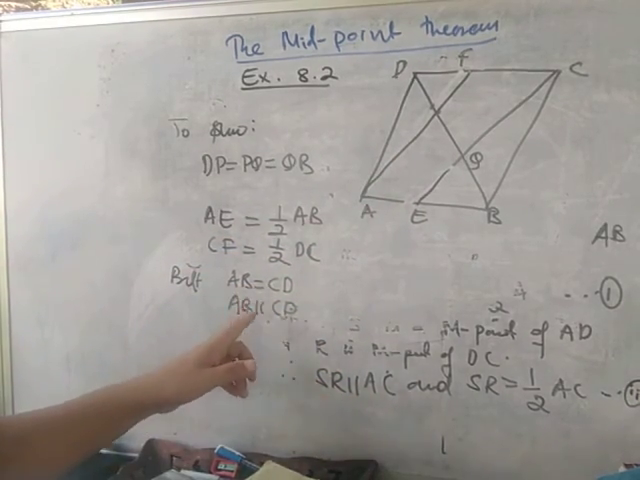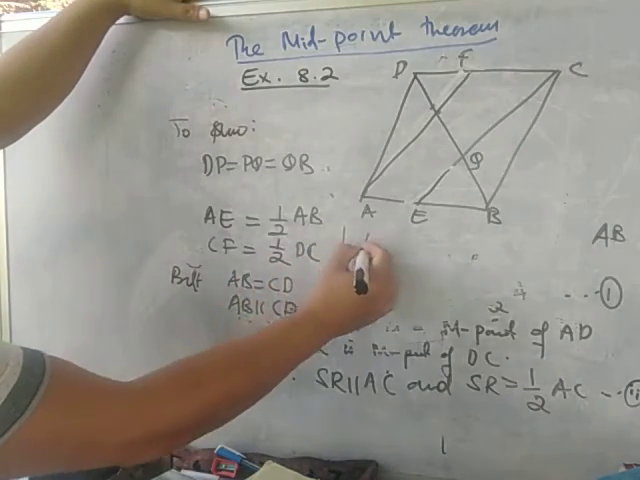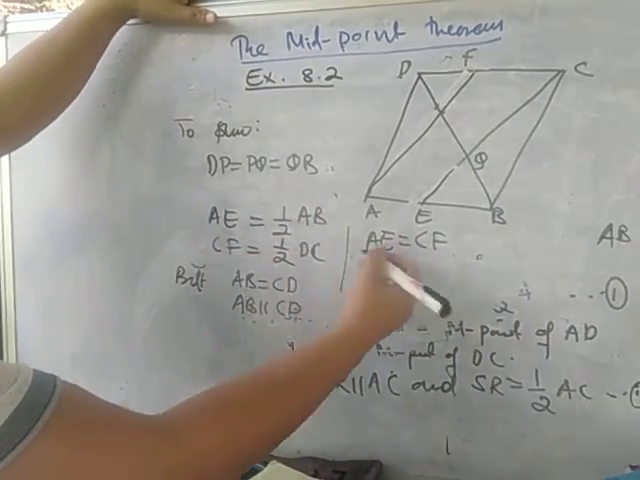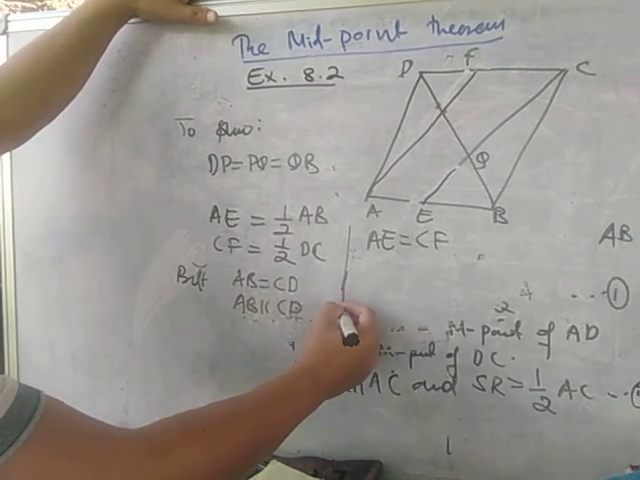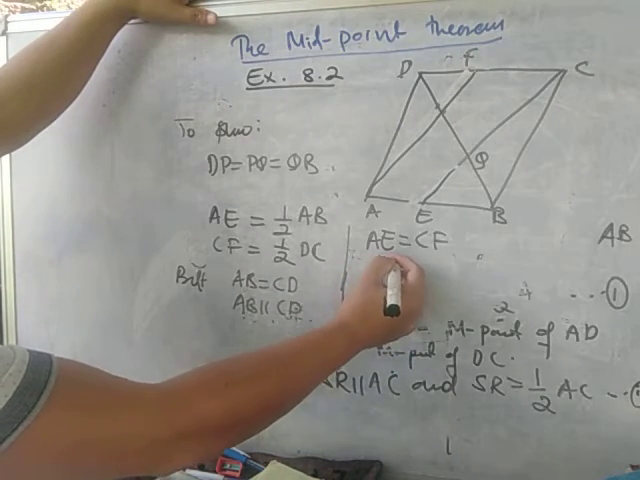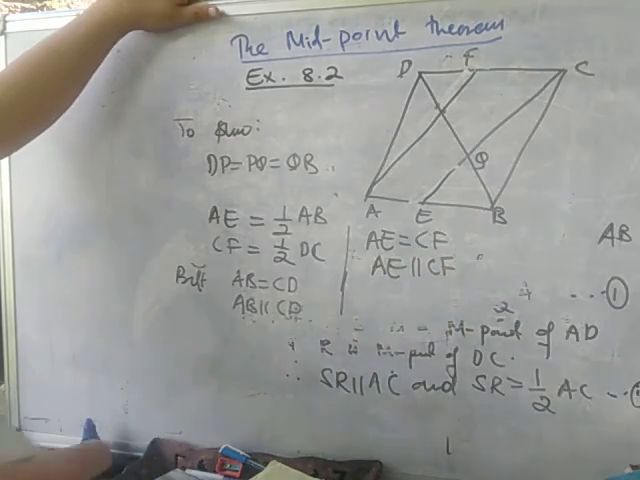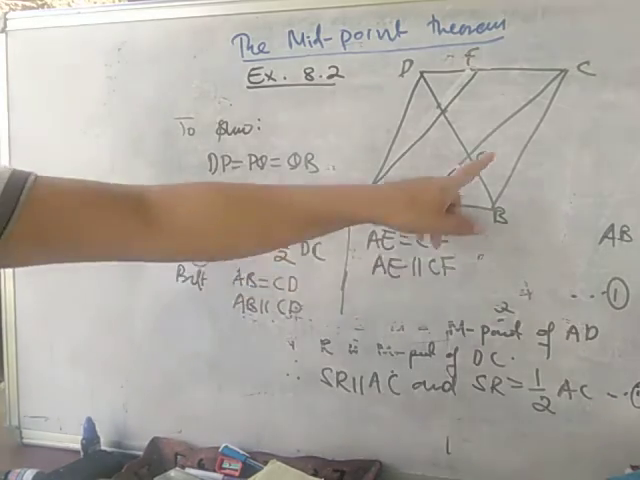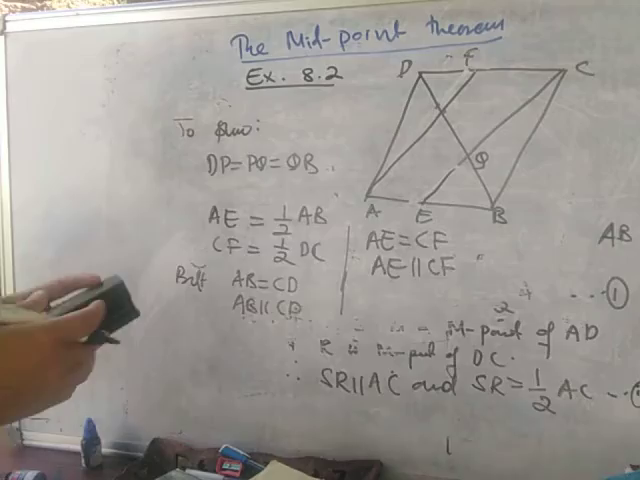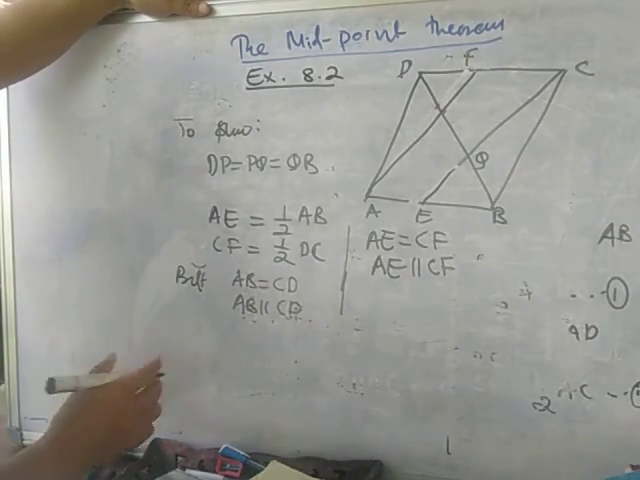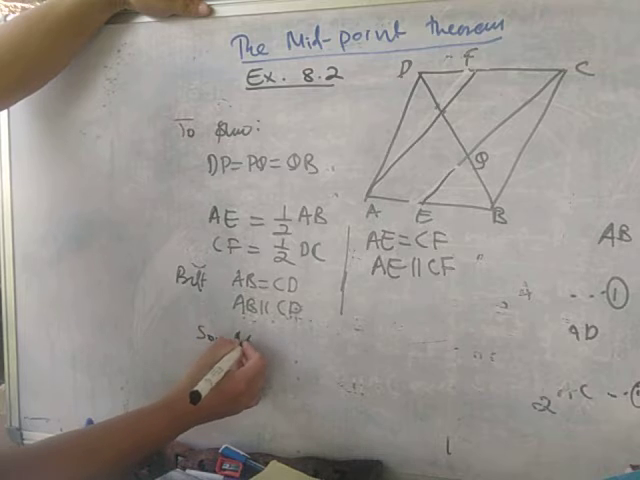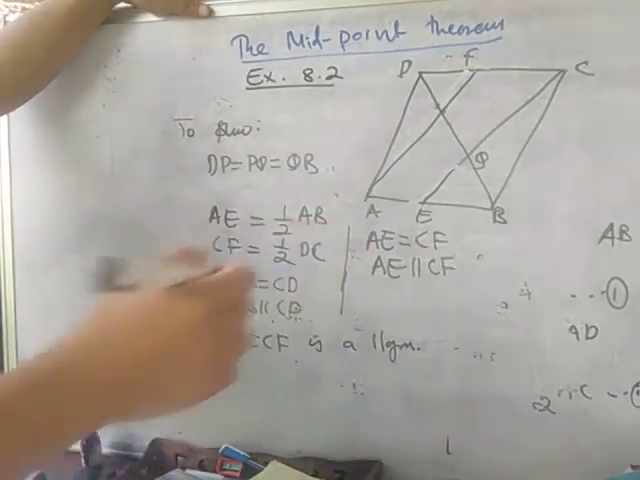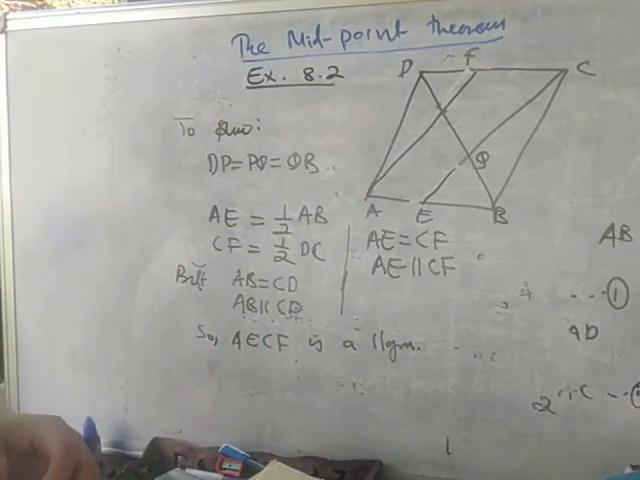Now AE equals CF. These two are also equal. If these two are equal and AE is parallel to CF, clear? So AECF is a parallelogram. Yes or no? This happens. Okay.